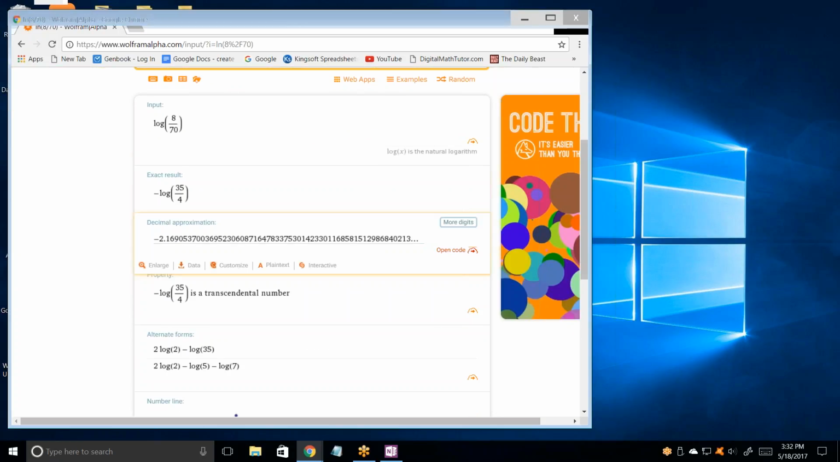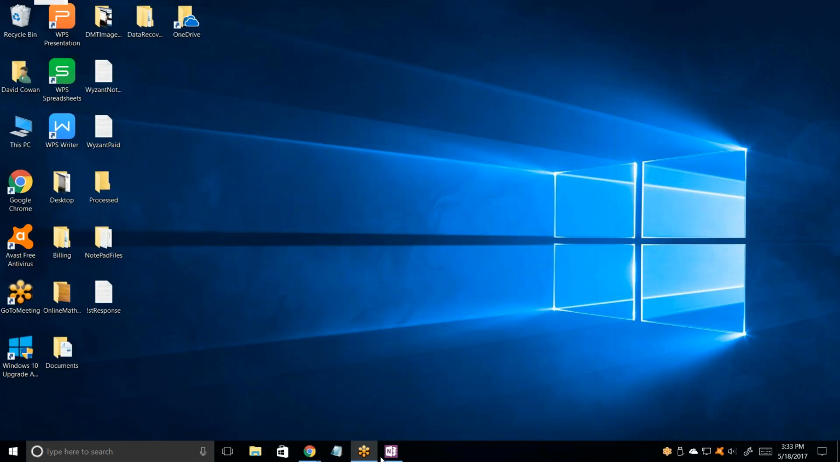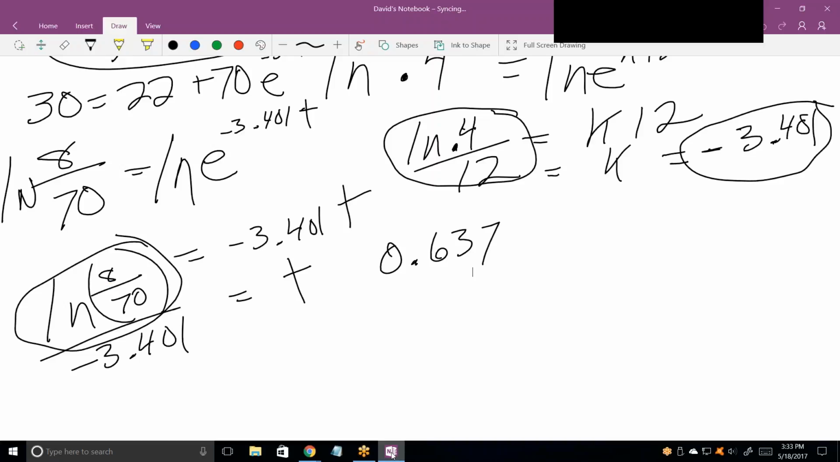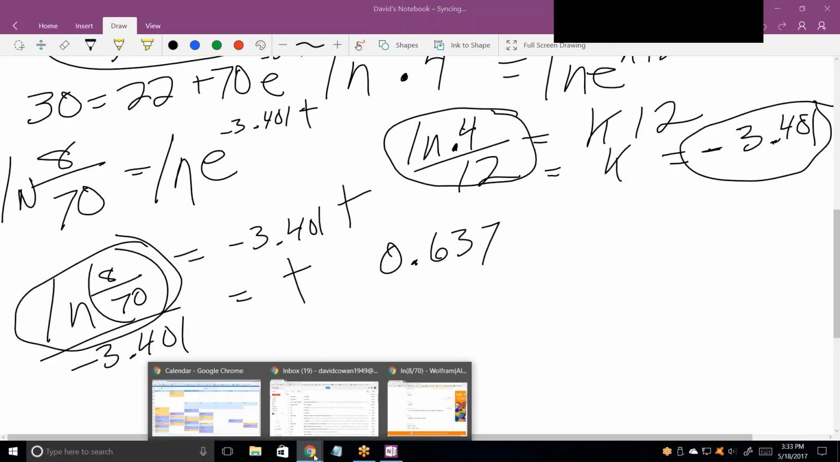Yeah, when I divide that number by 3, are you sure that's what we had for 3? I think that's probably where our mistake is. We've got k equals the natural log of 0.4 divided by 12. Let me put that into Wolfram Alpha.